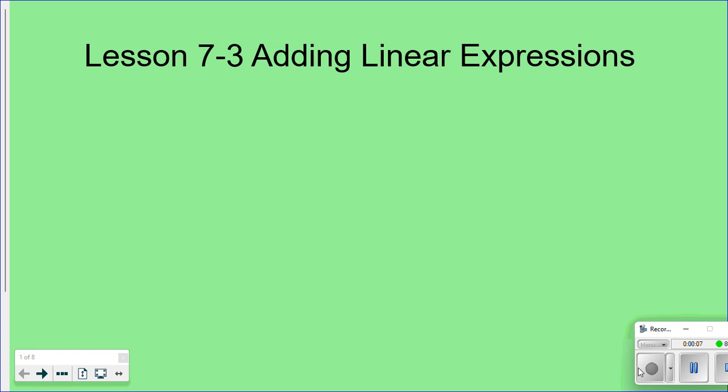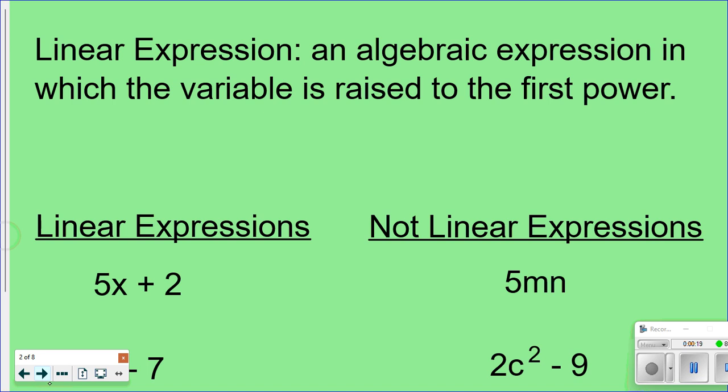This is something we did last year, so it shouldn't be too much of a deer in the headlights look for you. Something that you've had experience with, so it should be a short and sweet lesson. So this is 7-3, adding linear expressions. The first thing we have to talk about is what a linear expression is. It's in the title of the lesson, so let's make sure we know what a linear expression is.